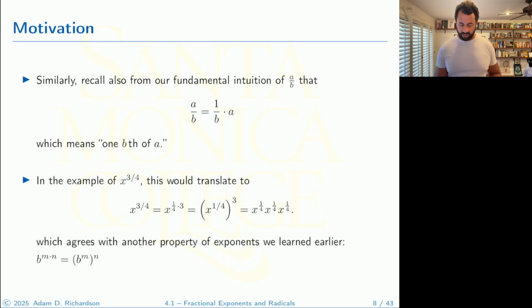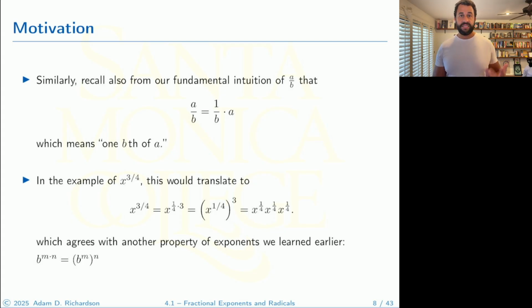How about this? Remember, we could also interpret a over b as 1/b of a. It sounds weird to say it that way, 1/b of a. So, for example, x to the 3/4, we could think of this as 1/4 of 3. We can think of it as x to the 1/4 three times: x to the 1/4, x to the 1/4, x to the 1/4. And again, this part here is agreeing with this property of exponents that we worked with earlier.